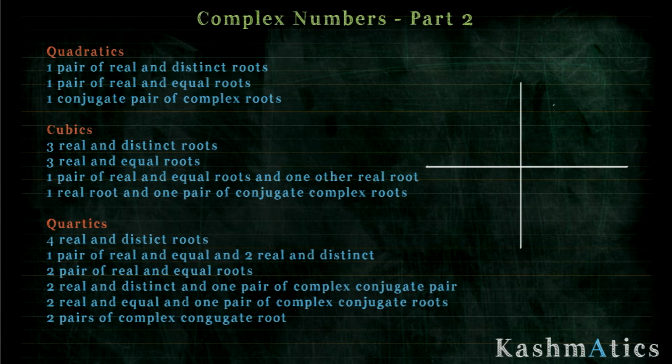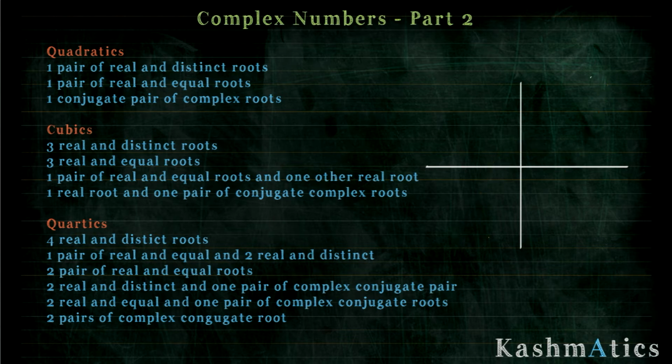When it comes to cubics, you might have three real and distinct roots, so like that. So you've got 1, 2, 3 distinct roots. You might have three equal roots, and that's when the cubic does something like that. It just goes through once, and all three roots happen to be the same. You might have one pair of real and equal roots, and the other one is just another real root. So you might have something like that. That's a repeated root there, so they're real and equal, and then there's another root.